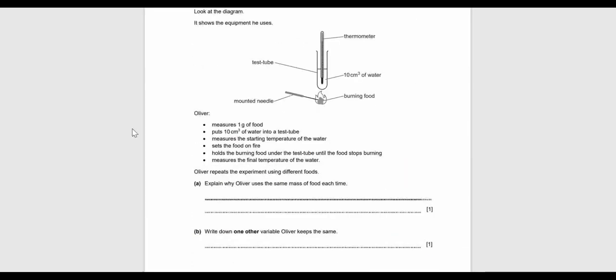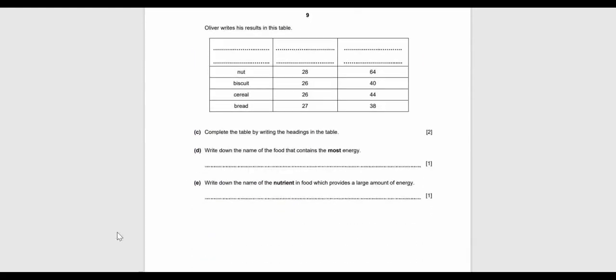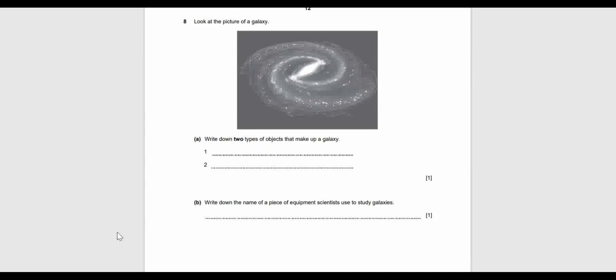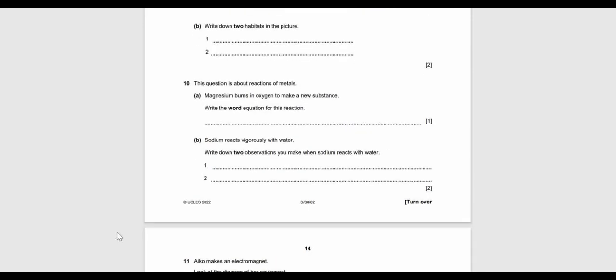Next is question 5, A, B. And question 6, A, B. And still question 6, C, D, E. Then we are in question 7A and 7B. And also question 8, A, B. Question 9, A, B. Question 10, A, B. Question 11, A.